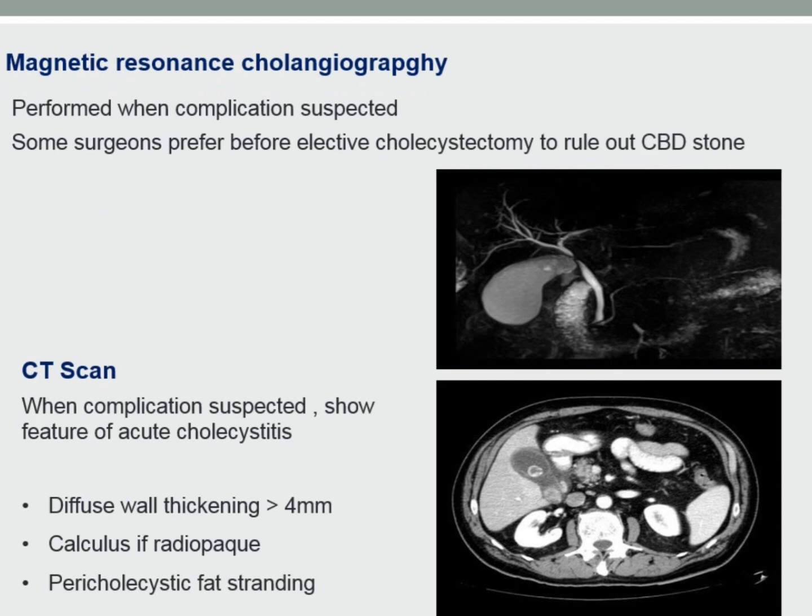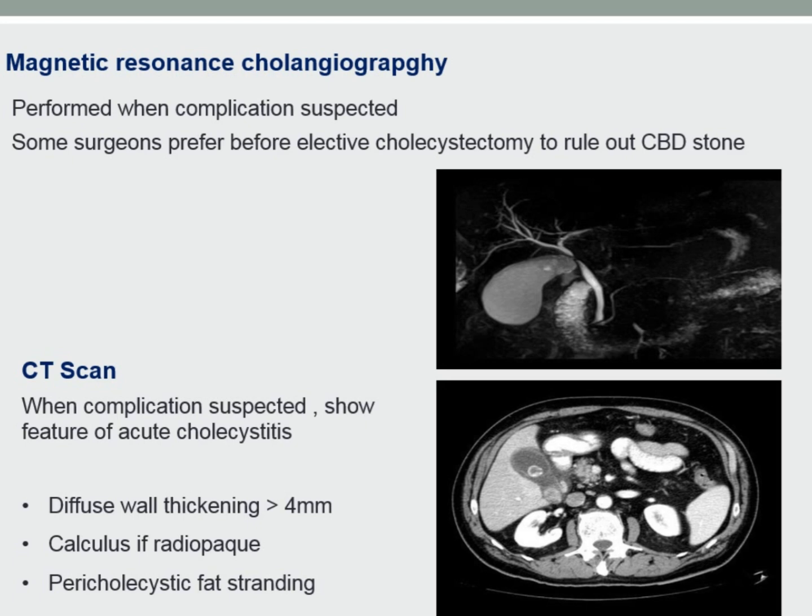Magnetic resonance cholangiography in a case of acute cholecystitis is performed when complications are suspected, especially common bile duct gallstones. Some surgeons prefer to do it before the operation to exclude common bile duct gallstones, because there is a risk of 10 to 20% of common bile duct stones in patients who have gallstone disease.